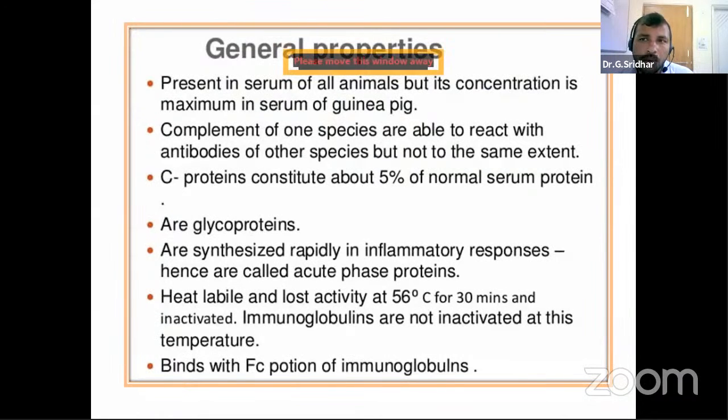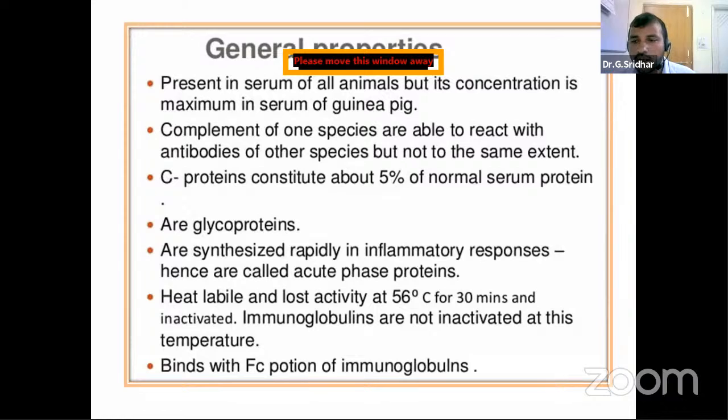Next, what are the general properties of these complement proteins? Just now I said that they are present in the serum of all animals, but the concentration is maximum in the serum of guinea pig. Complement of one species is able to react with the antibodies of another species, but not to the same extent. C proteins constitute about 5% of the normal serum protein. They are glycoproteins, synthesized rapidly in inflammatory responses, hence are called acute phase proteins.